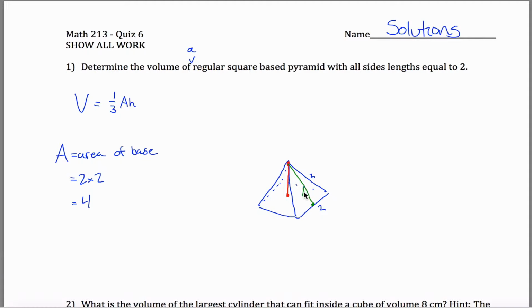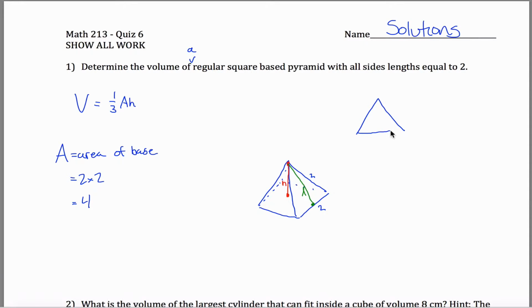Maybe I'll label that with a kind of cursive L for slant height because that's what we've been using in class. And then I'll label this guy in red with an H for the height. And the challenge is neither of these are that 2 that is given. However, with the given information, I think we can figure it all out. I think we'd first figure out L. So let's draw that triangle.